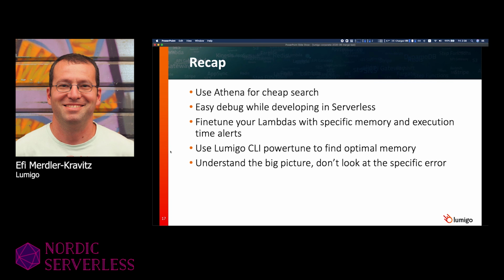So a quick recap. Too many logs means too much money. Increase the log level and use Athena for cheap search, and use a platform that gives you logs-like capabilities without the extra cost. Allow your developers to easily debug their code while developing and debug the code on a real production environment. Remember, if you haven't run your code on a real AWS environment before releasing it to production, you haven't tested it. Fine-tune your Lambda's memory and running time with a combination of PowerTune and Lambda-specific alerts, and try to understand the big picture to assess priority.